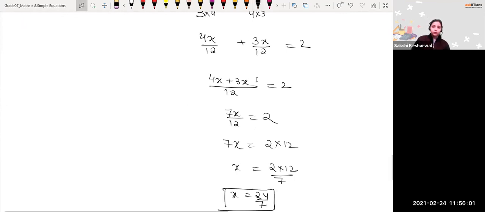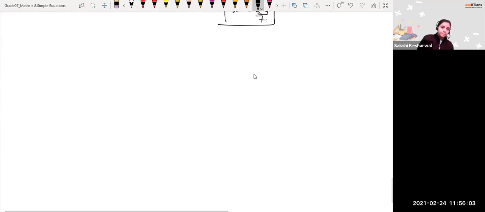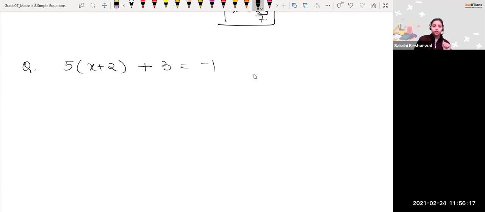Now, I'll give you one more question. Now just see, I'll make it a little bit on a higher end also. See, if I write 5 into (x plus 2) plus 3 is equal to minus 1, right? This is the expression, you have to solve for x, right? It says solve for x, right? So what happened now? When you have such type of number, you have to use the distributive property. So 5 into x is 5x. Now 5 into plus 2 will be plus 10. And this is plus 3 is equal to minus 1.